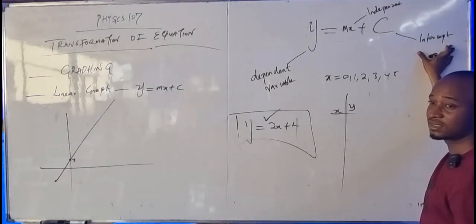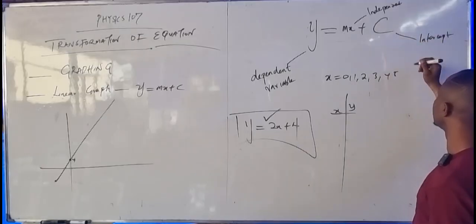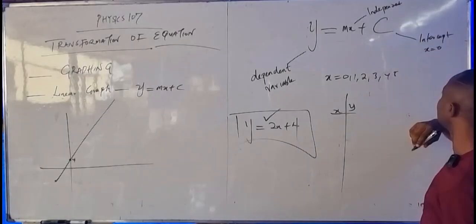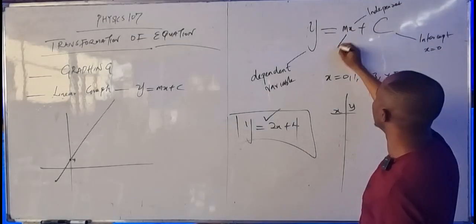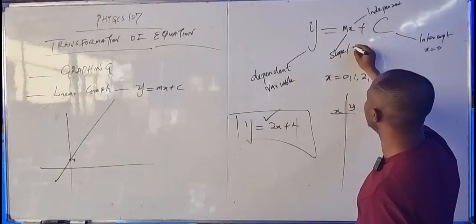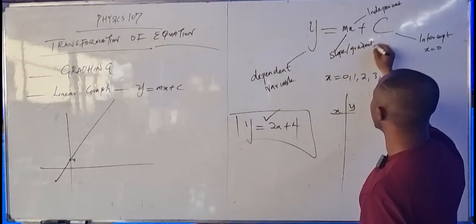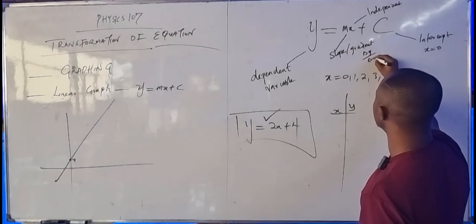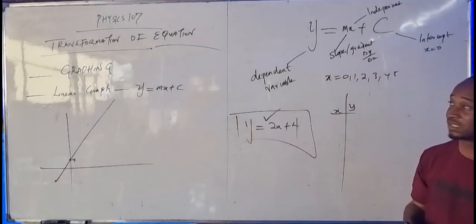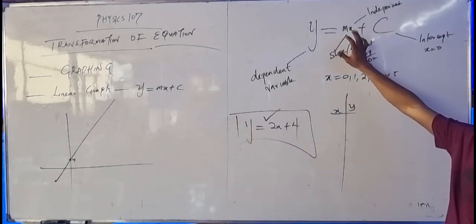The intercept on the y-axis is when x is equal to 0. Then m represents our slope or gradient. That represents the change in y over the change in x. All of these things you know. You know how to find slope, right?